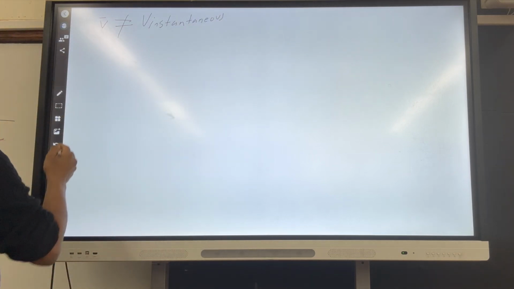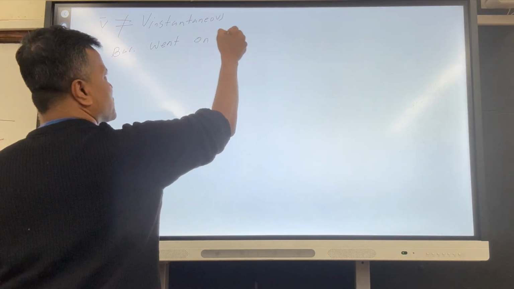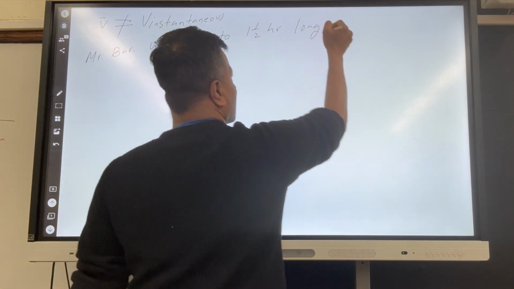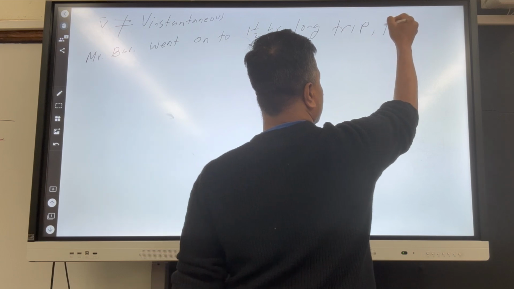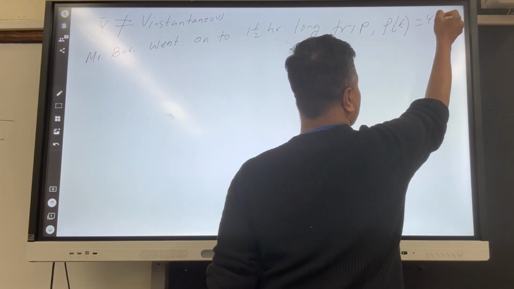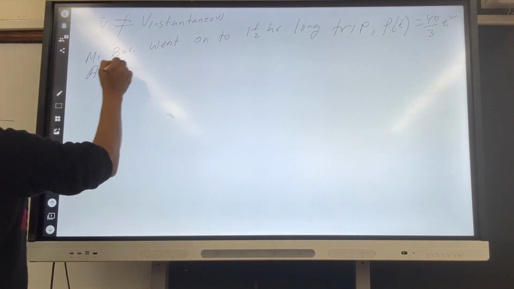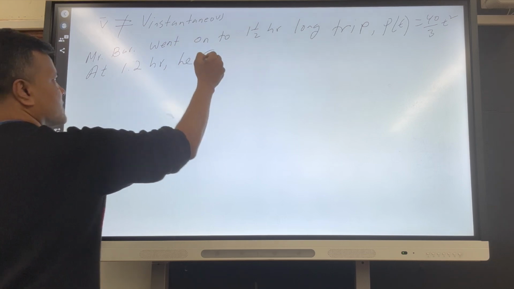Okay, so consider this problem. Mr. Bari went on a 1.5 hour long car trip, and his position function is 40/3 t squared. At 1.2 hours, these are speed limit signs.